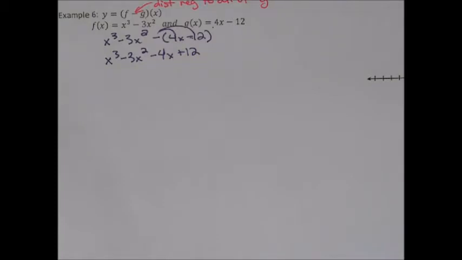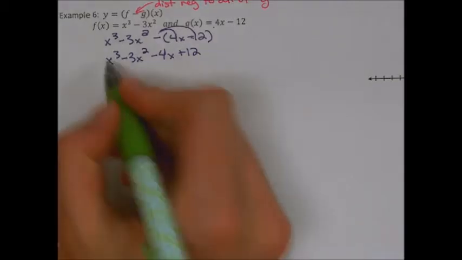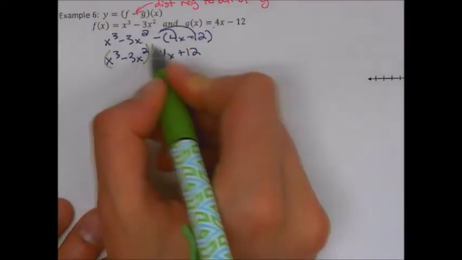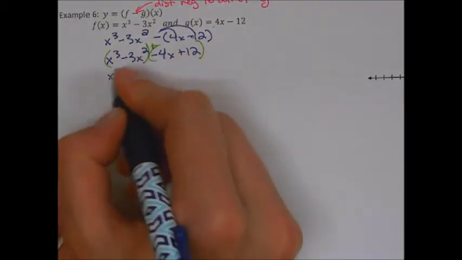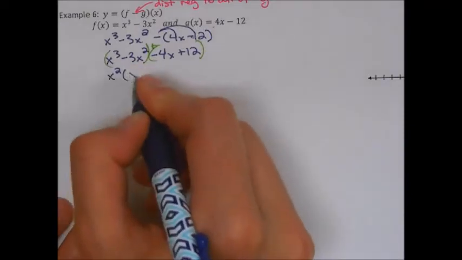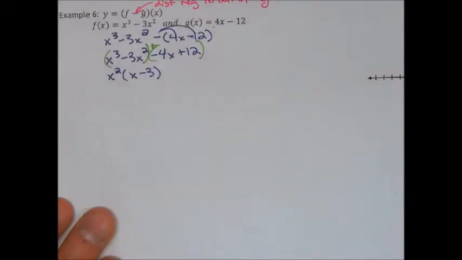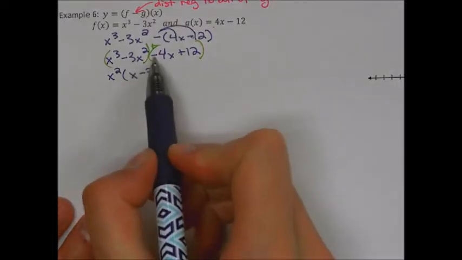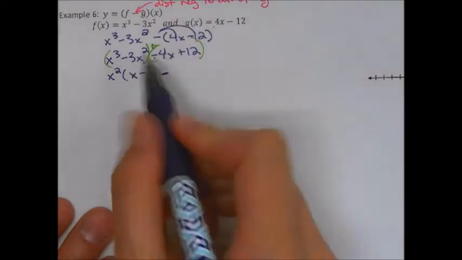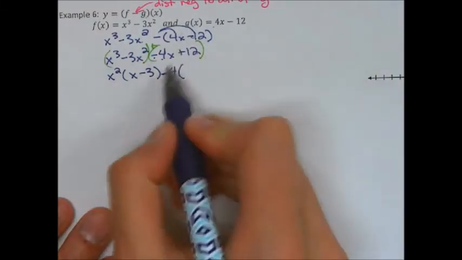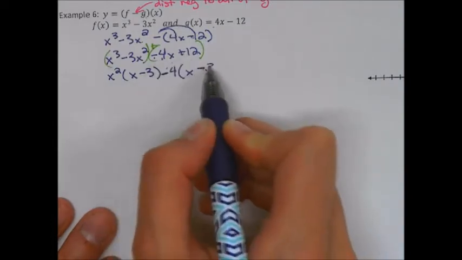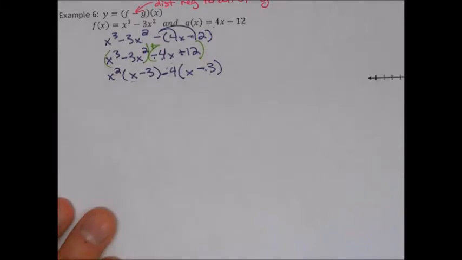Let's go ahead and do our grouping. Group the first two, put a plus in the middle, group the next two. Our GCF here is x squared. I have an x minus 3. Remember, when we have that negative here, our GCF is going to be negative. 4 and 12, that's going to be 4. Negative 4 times positive x, negative 4 minus 3. Now notice these are the same, so we're good.